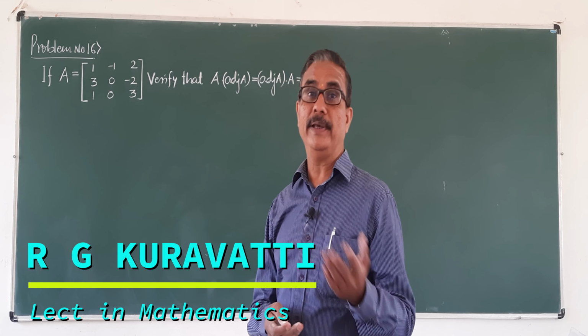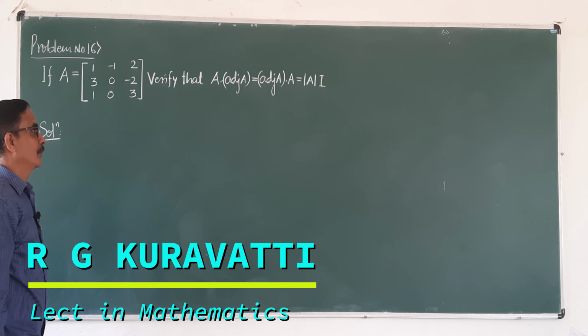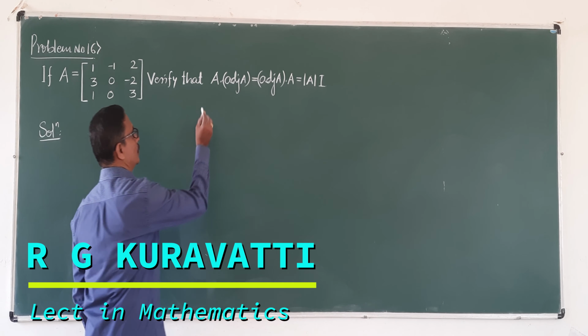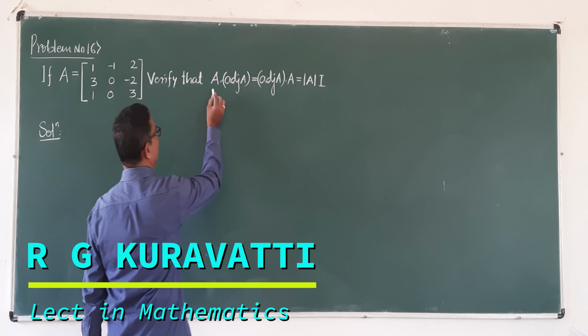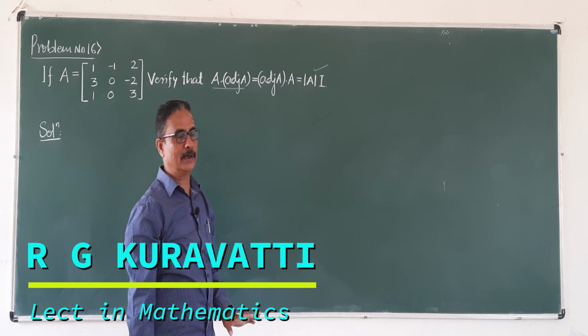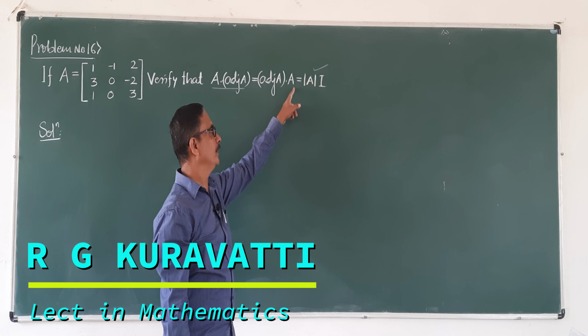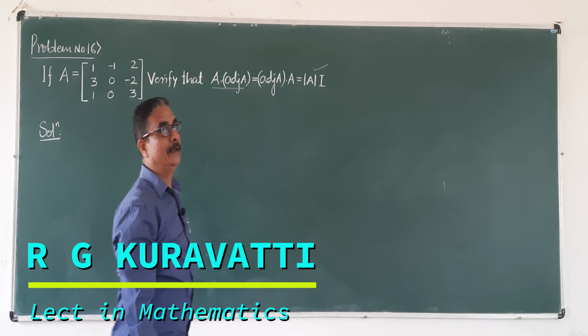If A is a matrix of order 3 cross 3, three rows and three columns, then verify that A into adjoint of A is the same as adjoint of A into A, which is equal to determinant of A into I, where I is the unit matrix of order 3 cross 3. This is a 3 mark question. First, prove that A into adjoint of A is equal to determinant of A into I. Conversely, adjoint of A into A is equal to determinant of A into I.